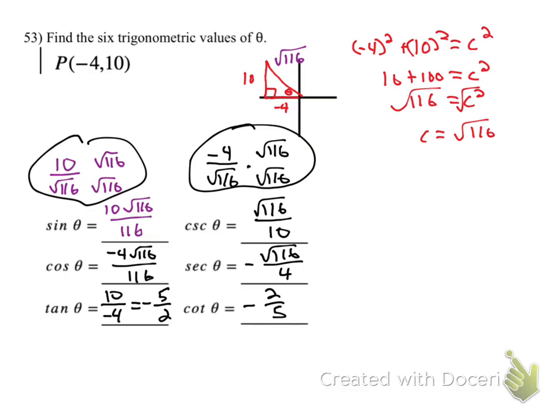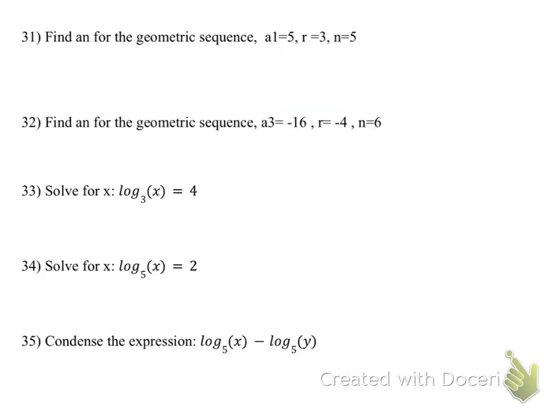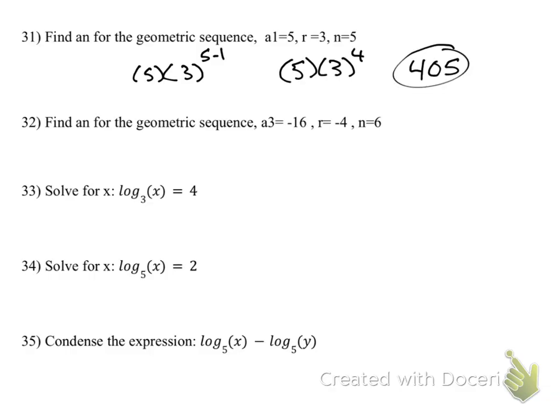All right. Now, that's the end of accelerated. Back to Algebra 2. 31, that geometric sequence, we just have to set it up. 5 times 3 to the 5 minus 1 power, which gives us 405.